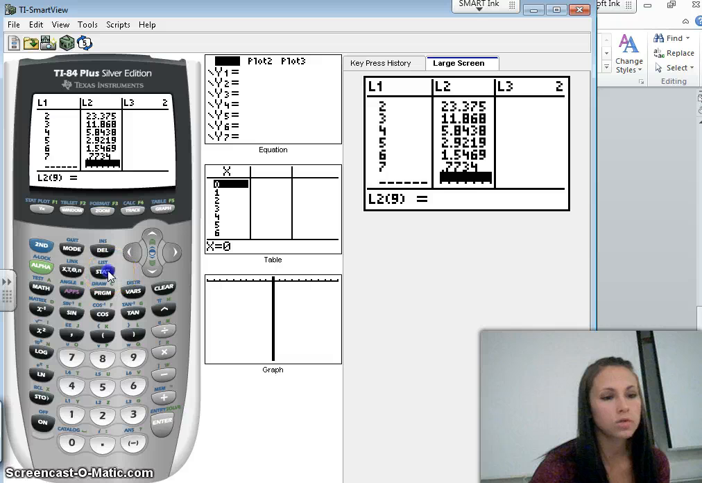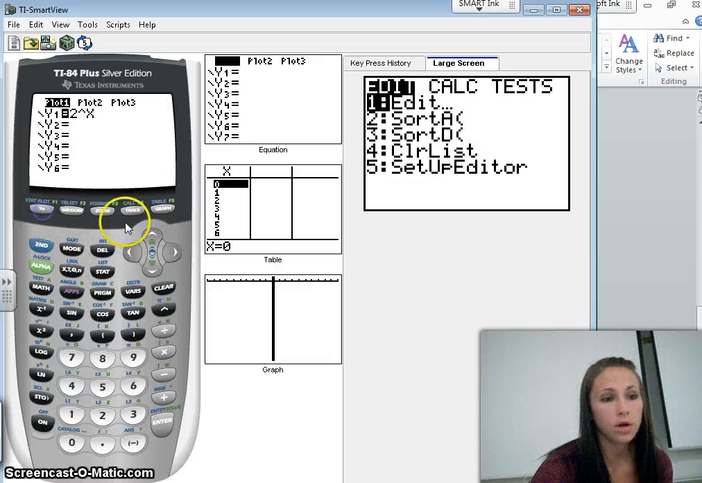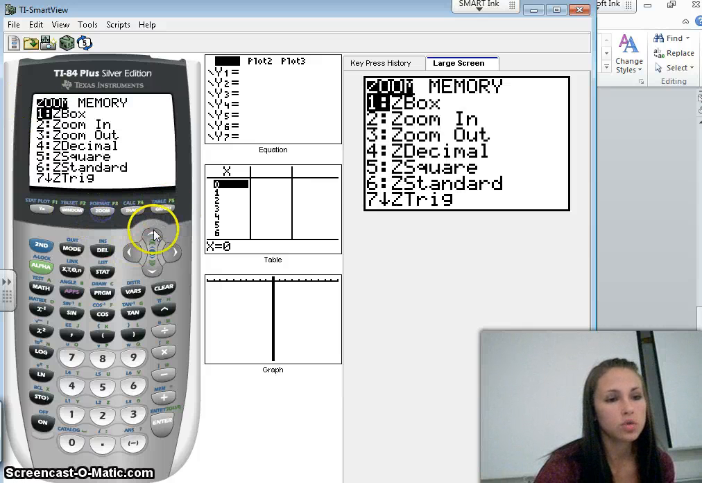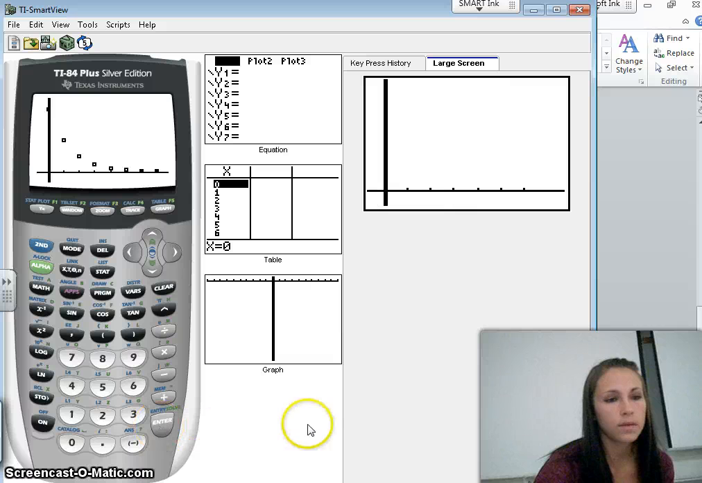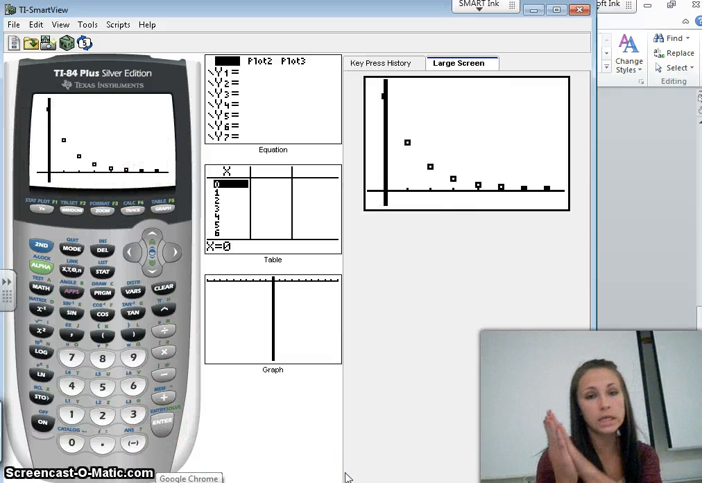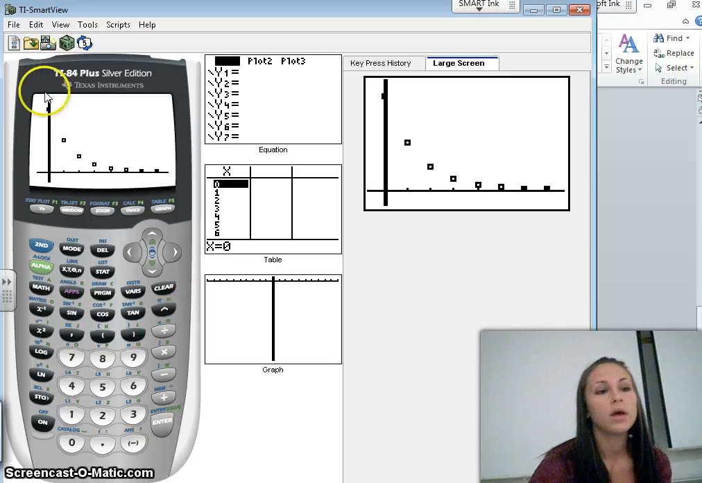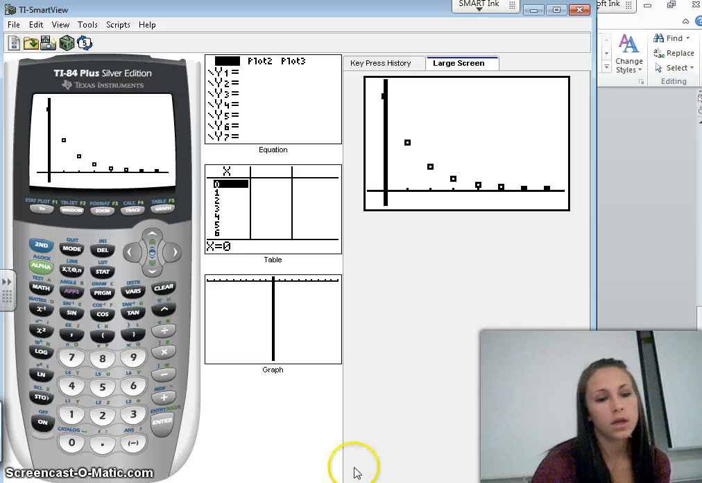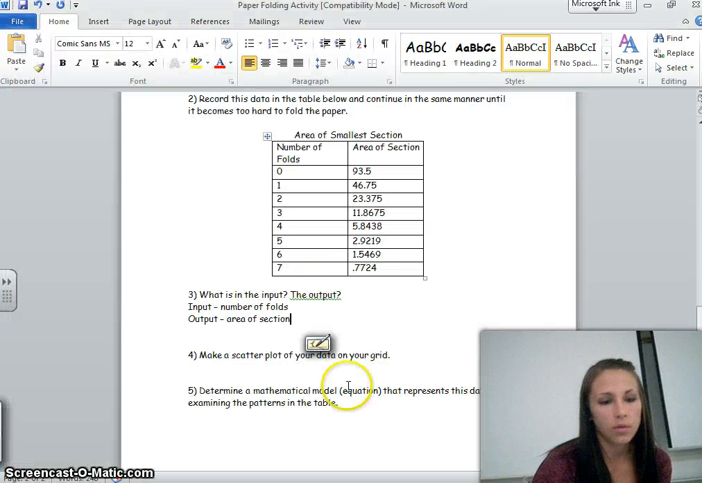And so I'm going to go to stat. Actually, I'm going to graph this and find a good plot first. That's from the last one, so I'm going to clear that out. And then I'm going to go to zoom stat to put a good window around that. And so then here's our data. And so you can see this time that instead of increasing exponentially, going up, our data is decreasing. And that should make sense since the area of the smallest section is getting smaller as we make a fold. So here's our data.